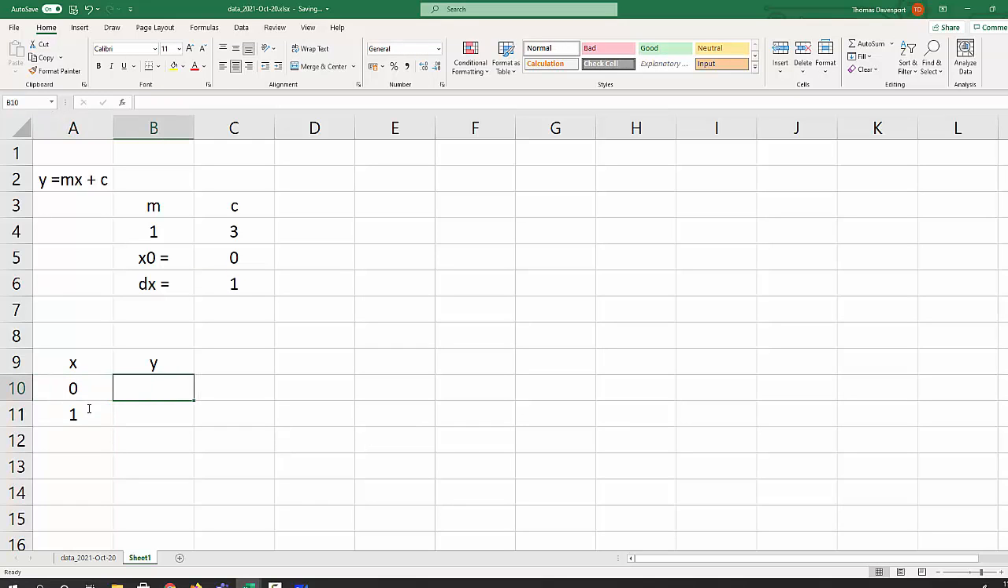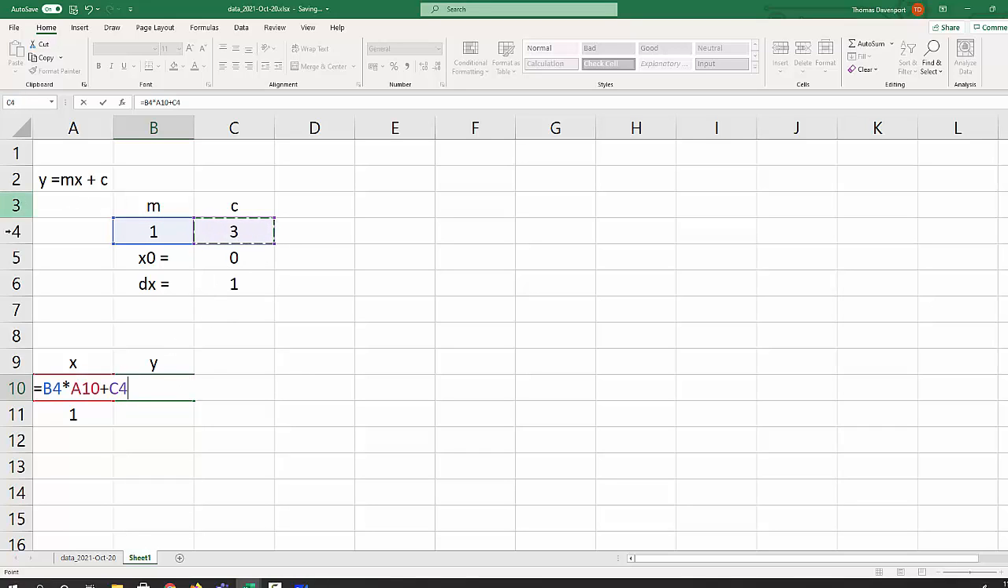Now the y value is going to be m, which is this value here, times x, which is this value here, plus c, which is this value here. Now the numbers with 4 in them are the m and the c, and they need to be constant, so I need $1 in front of both of the 4 values. Okay, so that's mx plus c is what's in there.